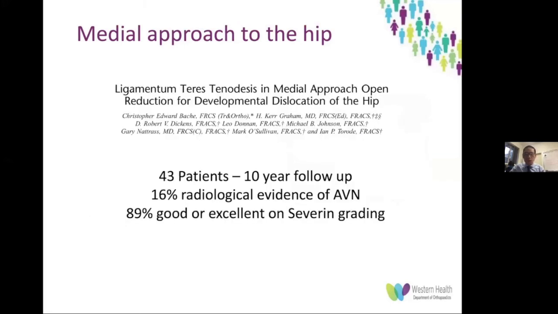Now, the main other concern with this approach is also avascular necrosis, because the medial femoral circumflex artery is in close proximity. Obviously, in DDH hips, there are other causes for AVN. But in a 10-year follow-up with these 43 patients, there was only 16% radiological evidence of AVN and an 89% good or excellent Severin grading, which is a marker of DDH.